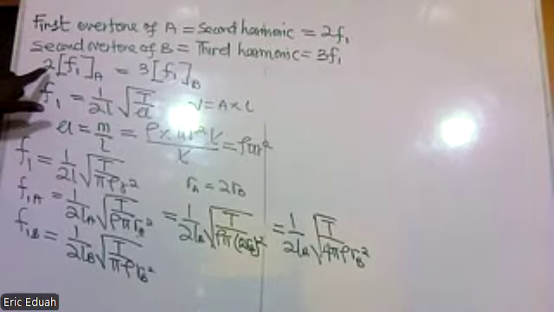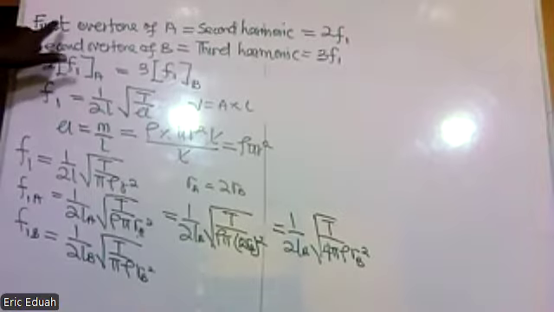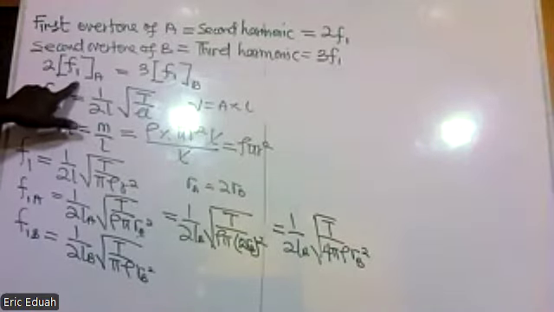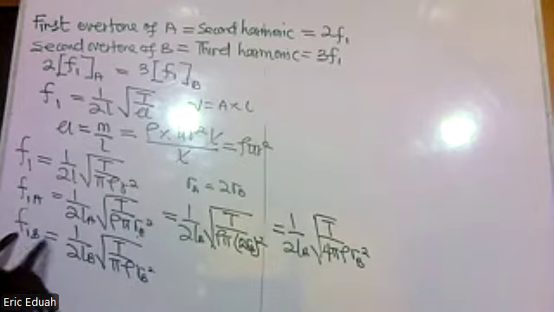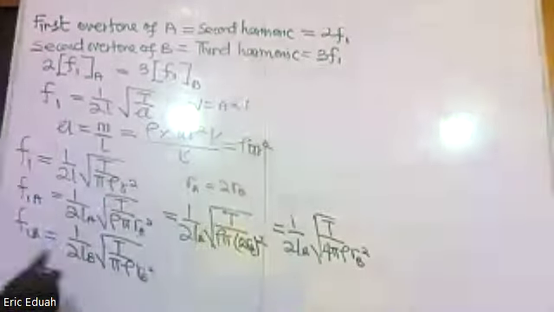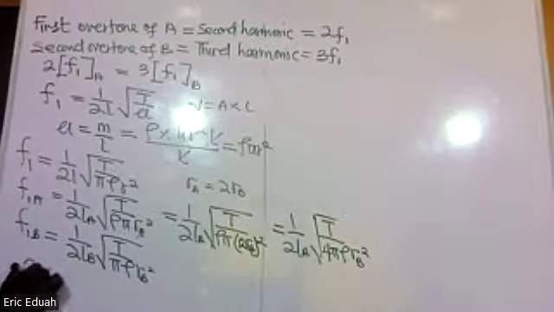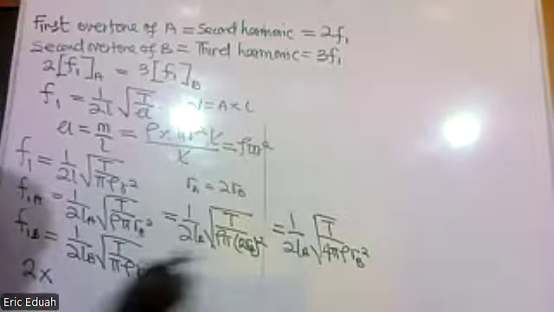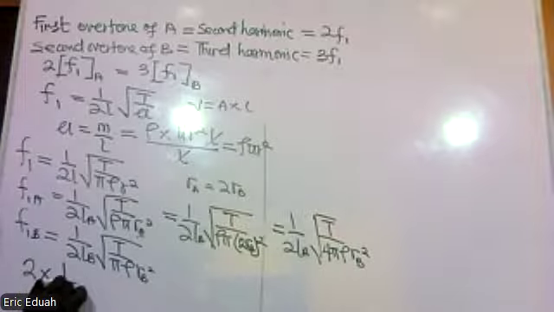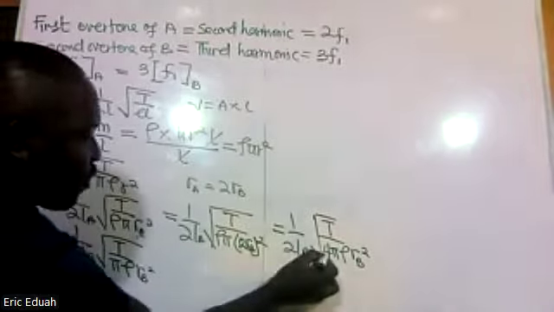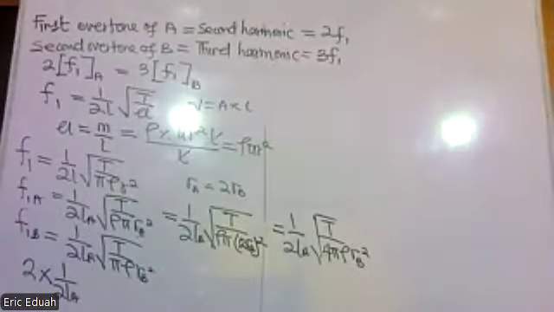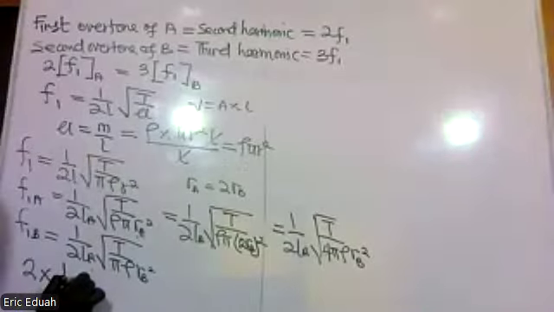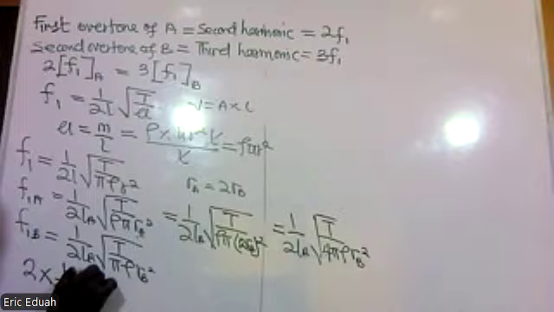Now, this is the first harmonic, 2 times f1 of a. So I have f1 of a, I have f1 of b. I'm going to now substitute. So I have 2 times 1 over 2 LA. Now this is 4, this is 1 on 4. When you take the square root of that, it's equal to half. So this is 1 on 2.